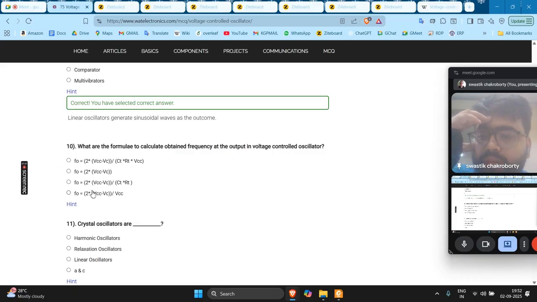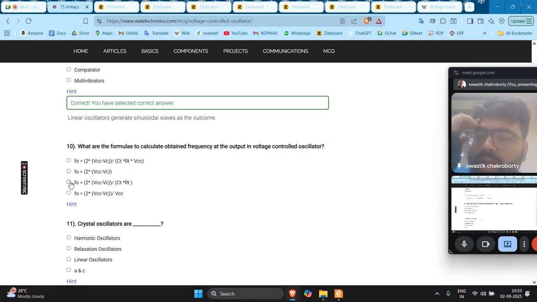The output frequency will be a function of the voltage, and it will be a function of the RC. Here you can just do a direct dimension analysis. 1 by RC has the same unit as frequency, since RC is the time constant. B has the units of voltage, and D is unitless, dimensionless. So B and D cannot be the answer.